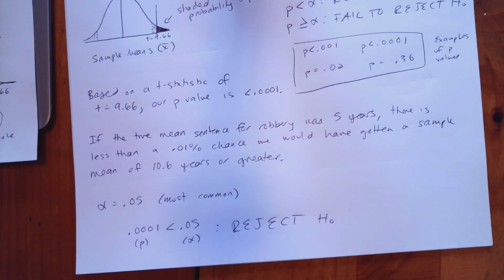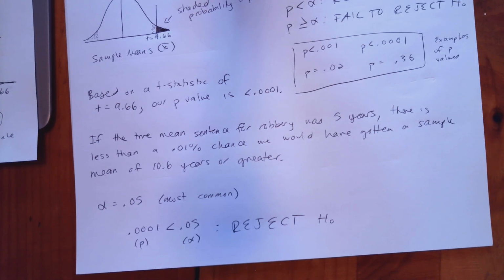And this, in more simple terms, means that it's really unlikely that we would have gotten a sample mean as big as we did if the true population mean was really 5.0. And so we can conclude that the judge was wrong and the true mean sentence for robbery is not 5 years, at least at a pretty good level of statistical confidence here.